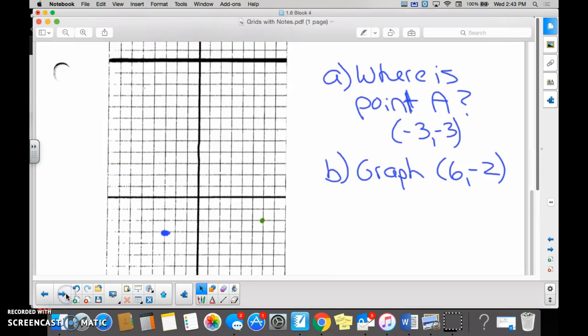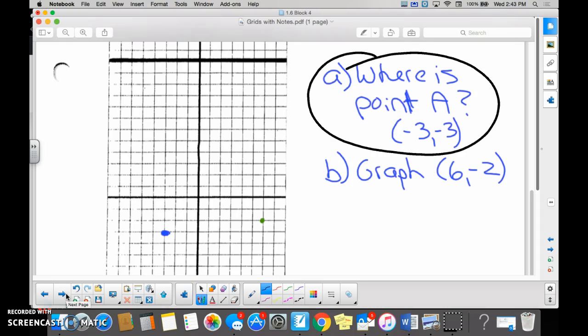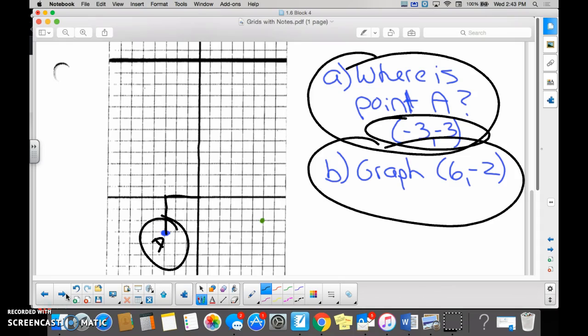And then the third one, it would be the actual practice. You are going to be asked to tell where points are. So I gave you this point, point A, and you need to tell me that point A is located at -3, -3. We started at the origin, we went to the left 3, we went down 3, we're good to go. We will also ask you to graph points on a grid. Graph 6, -2: we went over 6, and we went down 2.